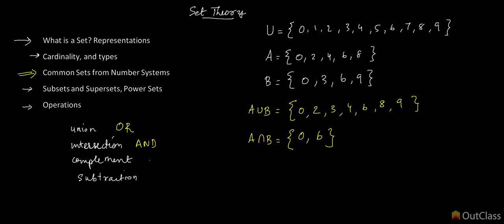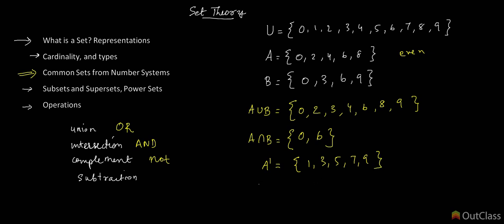Then you have the idea of a complement, which is a unary operator. You just need one operand, which is basically NOT. So A complement, you can write it either like this or like this, doesn't matter. A complement is basically elements which are not in A. So numbers which are not divisible by 2. So instead of the even numbers, you will have the odd numbers. All the elements which are not in A, the operator works on a single operand. So that will be 1, 3, 5, 7, 9.